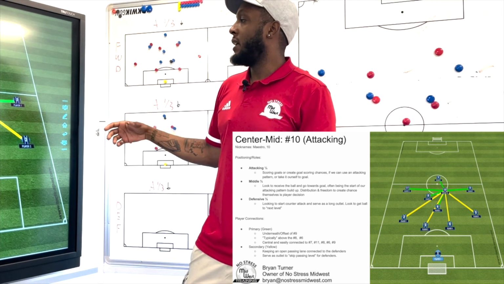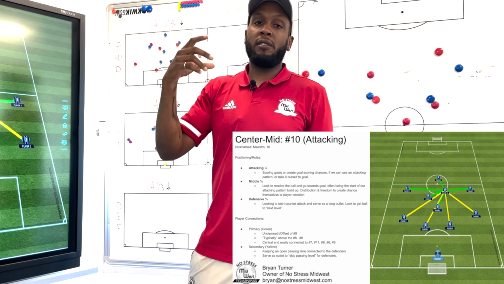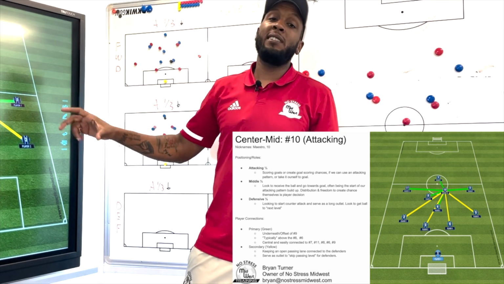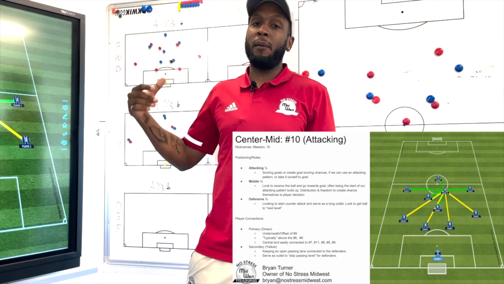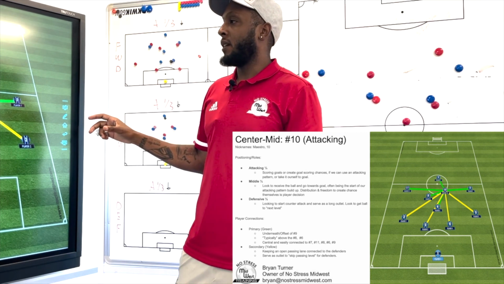Very simple, right? The 10 is going to be kind of that last person to break from that center mid to the forward role. The 10 does not always need to be used to go from center mid to forward, but it's usually good to have them steering the ship and in control of that.